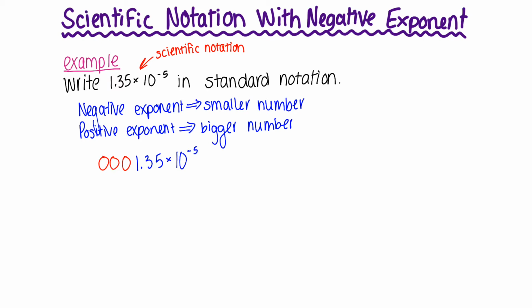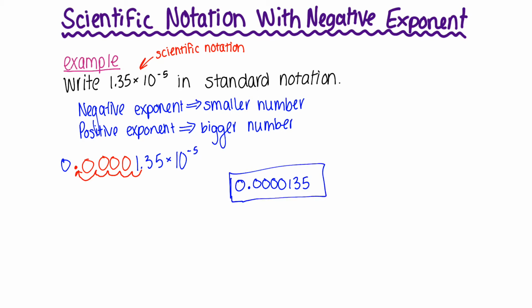I need to move it 5 times, so 1, 2, 3, 4, 5. Typically, we put a 0 out front before the decimal as well. So my number in standard notation would be 0. It looks like I have 4 zeros, 1, 2, 3, 4, and then 1, 3, 5. You also might be able to put this into your calculator and have it spit out an answer for you. But there's my answer in standard notation.